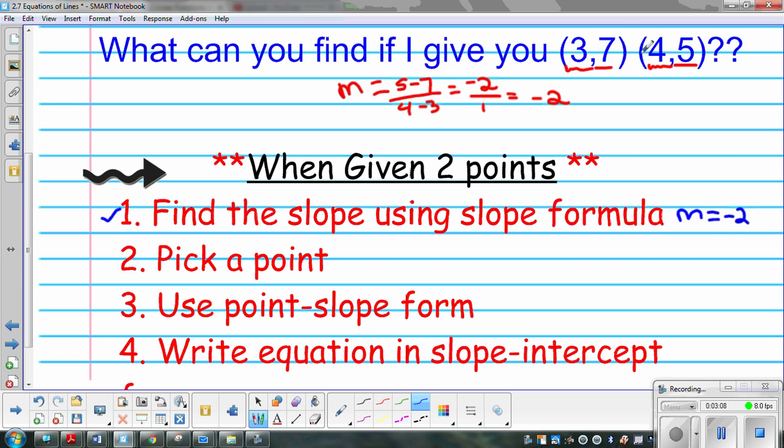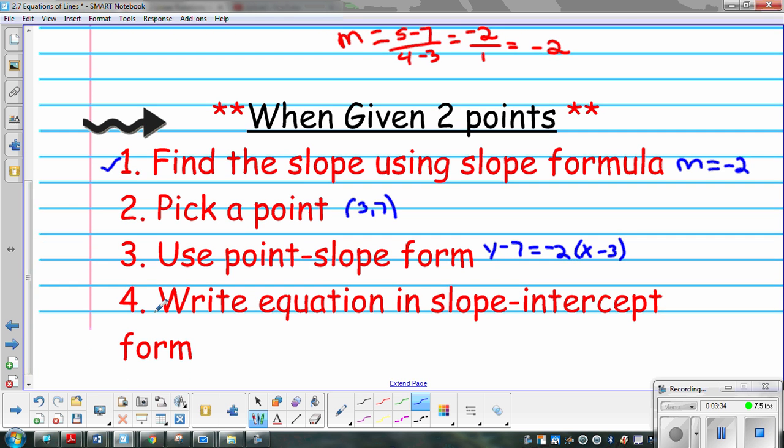I'm going to go with 3, 7. You could pick 4, 5, and then see if it still works out the same for you in the end. But I'm going to go with 3, 7. If I were to go to point-slope form, I would have y minus 7 equals negative 2 times x minus 3. Now, if you're trying to do the opposite point with me and you're doing 4, 5, your point-slope form will look different from mine. Where they will come together and both be the same is when we rewrite this equation in slope-intercept form.